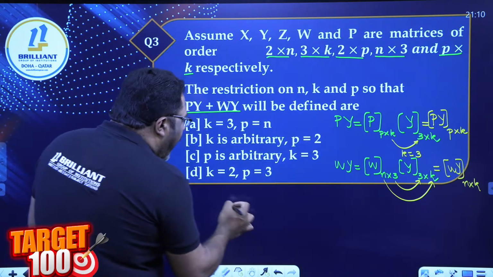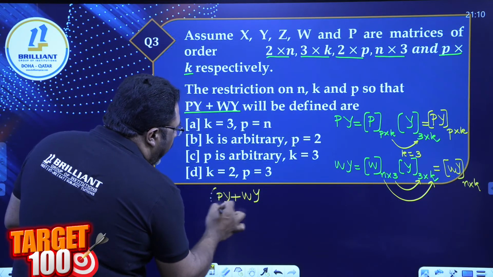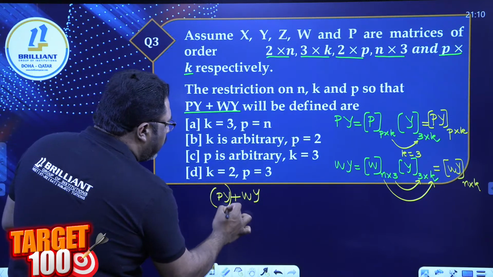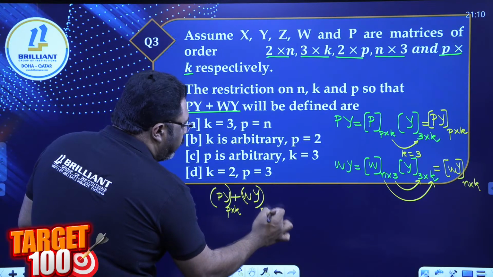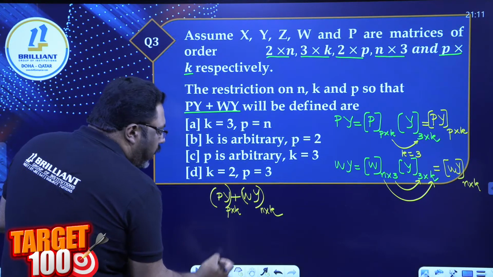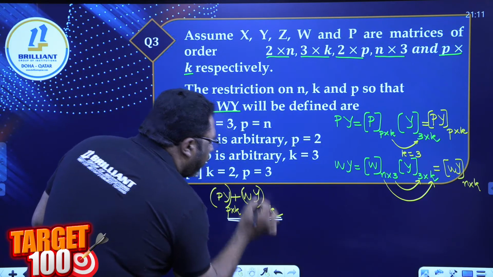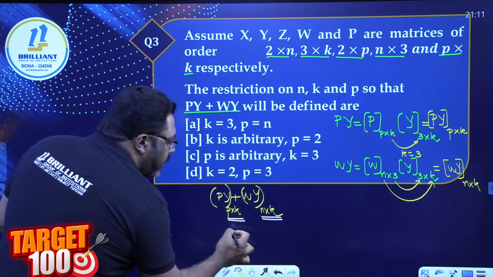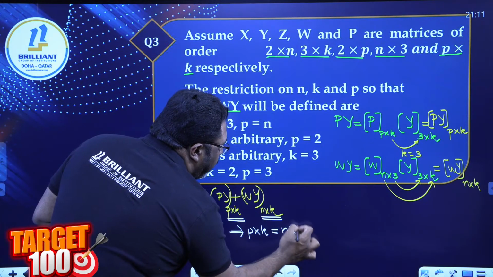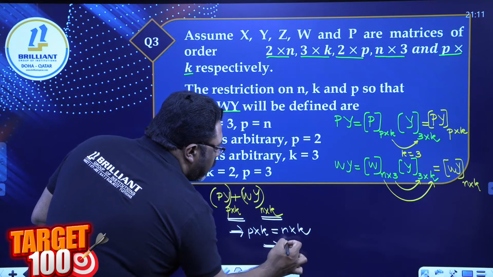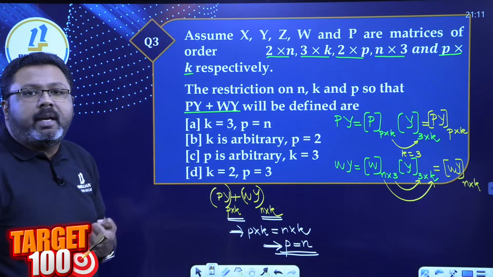Now, I'm going to add Py plus Wy, where Py has order P by K and Wy has order N by K. Now we know that this is possible only if these two orders are equal, and that happens, that implies P by K order should be equal to N by K, implies P should be equal to N. P should be equal to N.